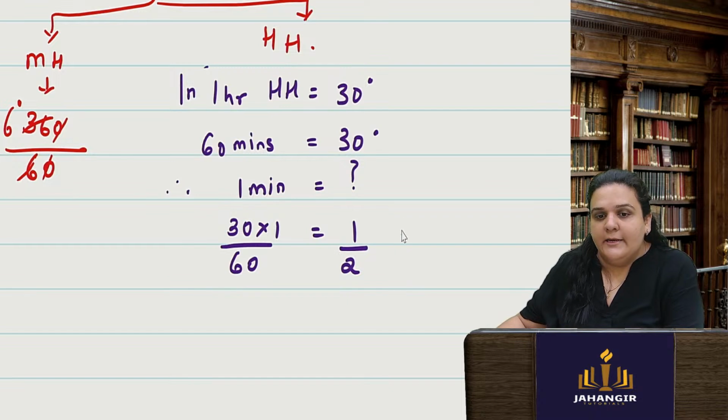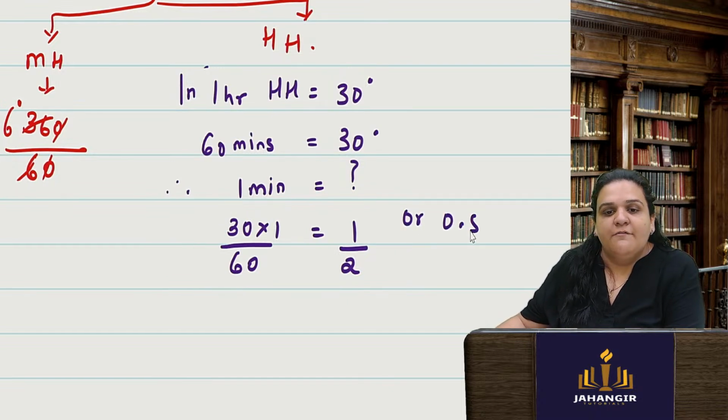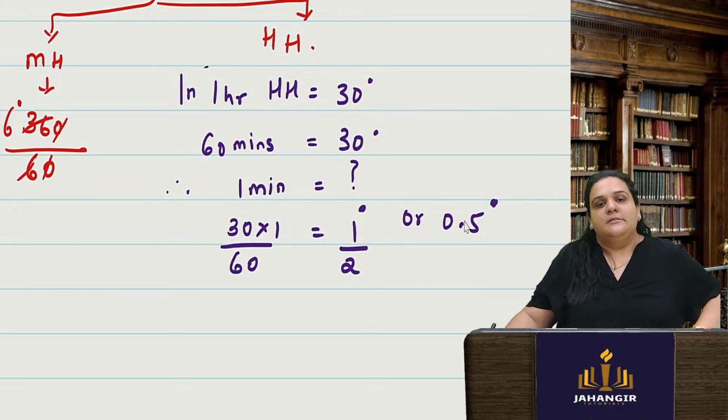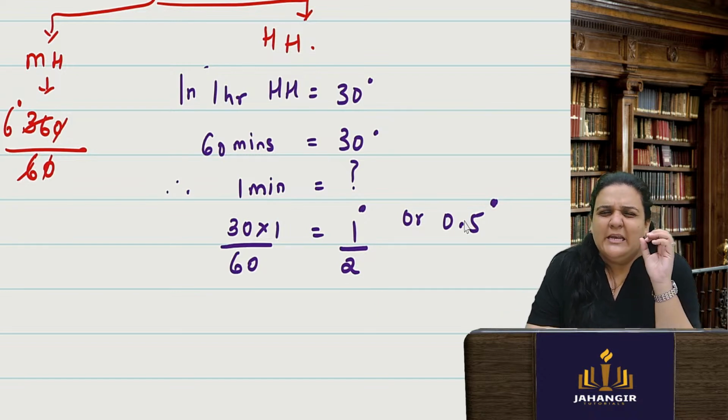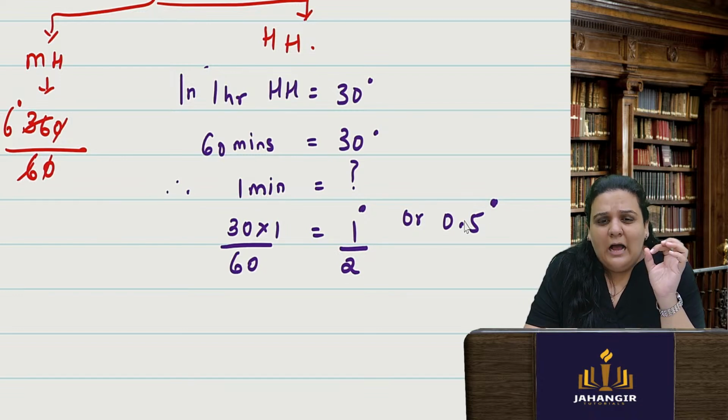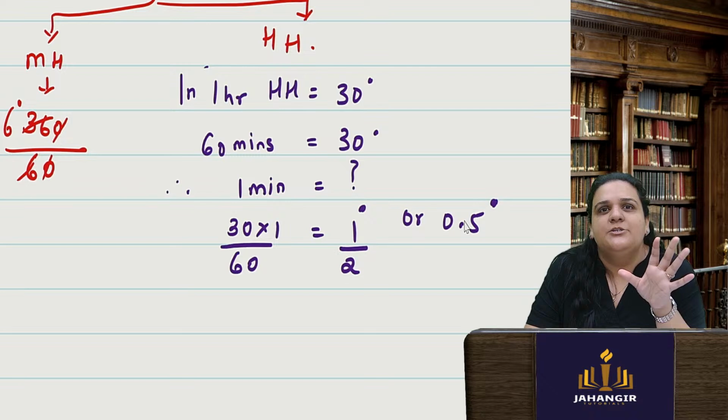Exactly half, or I can write 0.5 degree. Half degree or 0.5 degrees. Okay, so negligible, it moves. In 1 minute, the hour hand moves negligibly, hardly anything it has moved.